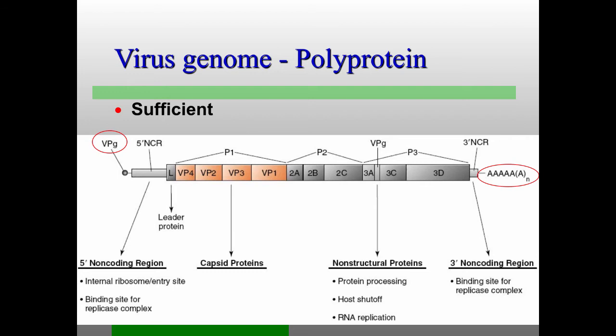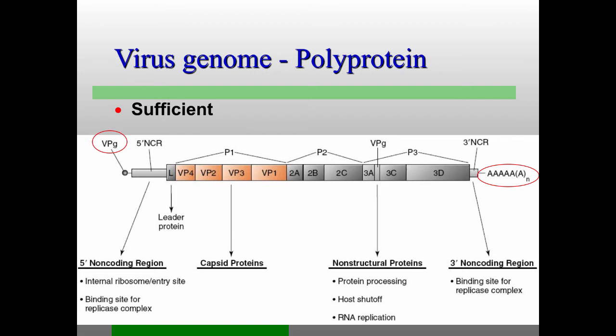But the poliovirus genome is one big polyprotein. The same thing is true of the flavivirus genome, and many of these single-stranded, positive-strand RNA viruses that are infecting animals. It's made as one very large protein and then gets chopped into smaller pieces by, in the case of all the picornaviruses, viral-encoded proteases.